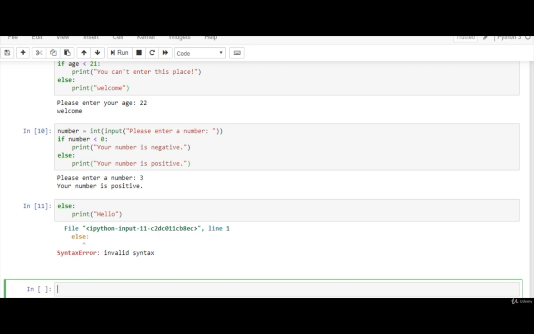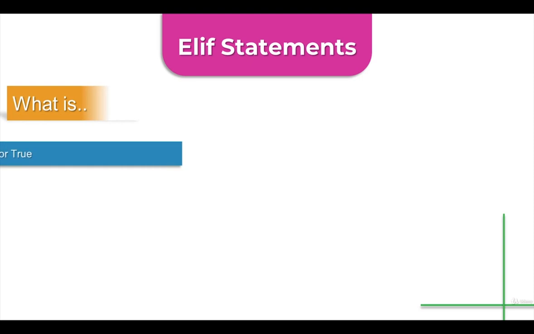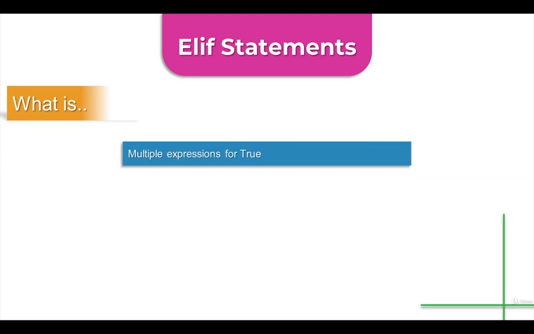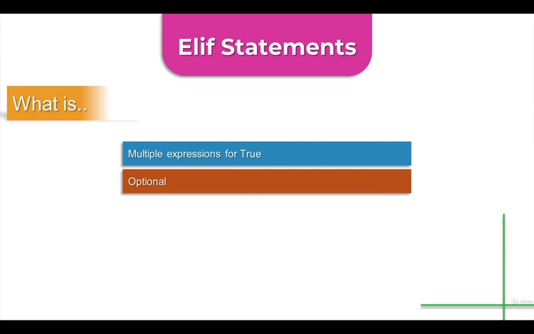So now we can talk about our last conditional statement, the Elif statement. The Elif statement allows us to check multiple expressions for true and then execute a block of code as soon as one of the conditions evaluates to be true. Similar to the else, the Elif statement is optional. However, unlike else, for which there can be at most one statement, there can be an arbitrary number of Elif statements following an if. So I'll show you how it works.